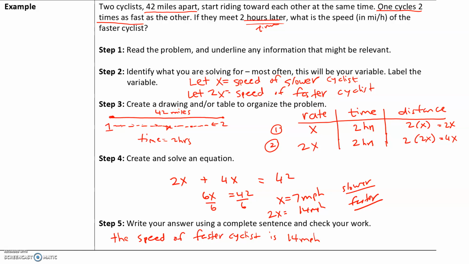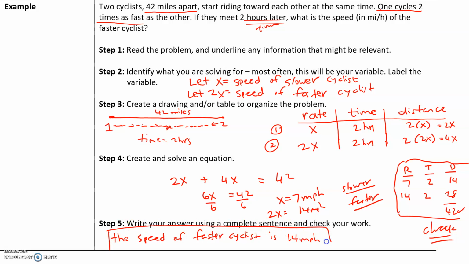And if you want to check that, we can plug it in. So we have our table, we have our rate, we have our time, we have our distance. We said the slower cyclist goes at 7 miles an hour, the faster one goes at 14. The time is 2 because they both ride for 2 hours, so 7 times 2 is 14. The first one rode for 14 miles, the second one 14 times 2 is 28. If you add their combined distance, it should give you 42 miles, which it does. So our check makes sense. And this is our final answer.